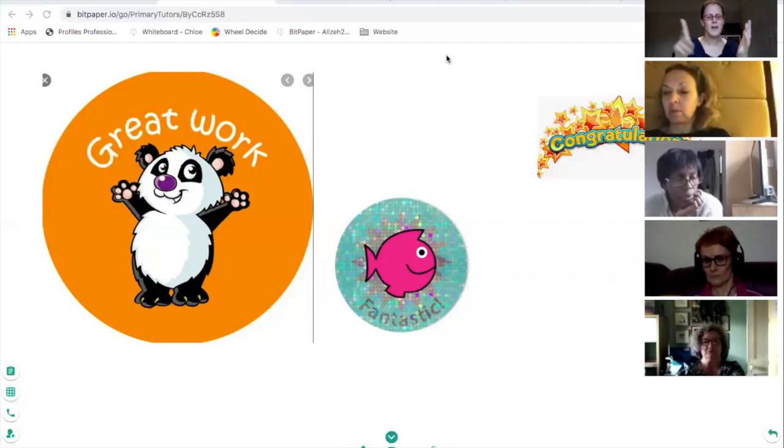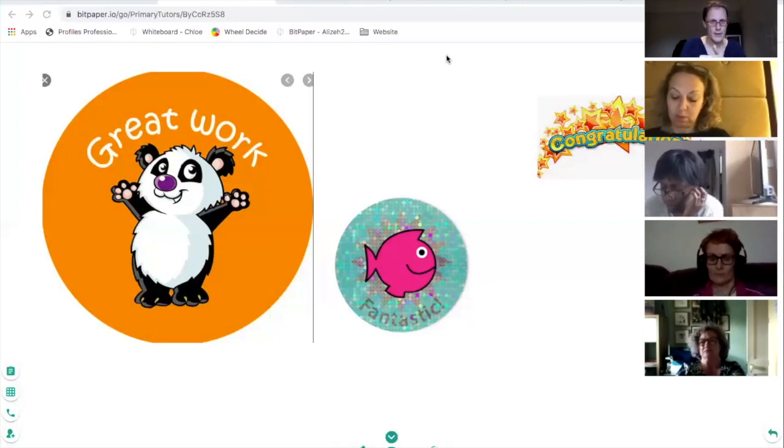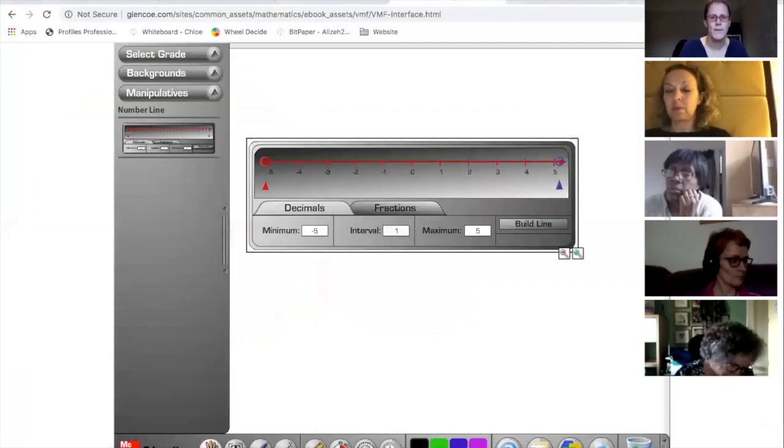Click on that. I check that I'm extra big. Then I will share my screen with them. Then if I want them to use something, for example the virtual manipulatives, I will give them remote control so that they then have control of my computer, and they can use that.